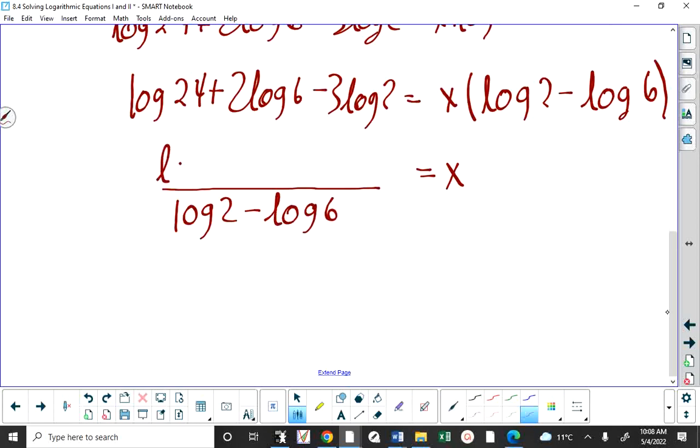On the top, we have log of 24 plus, I'm going to go log of 36 minus log of 8. So I'm moving these exponents up top. I'm saying 6 squared is 36, 2 to the 3 is 8.